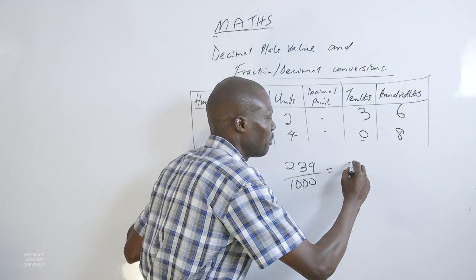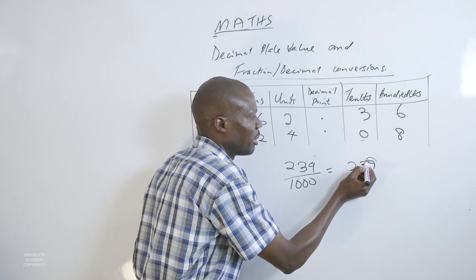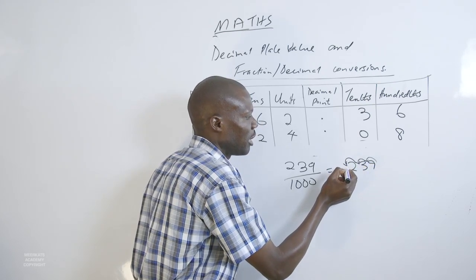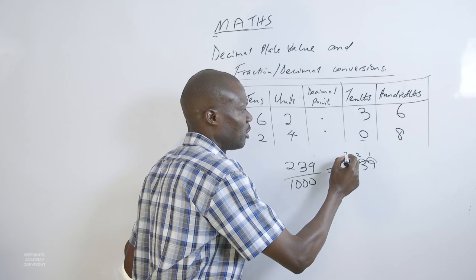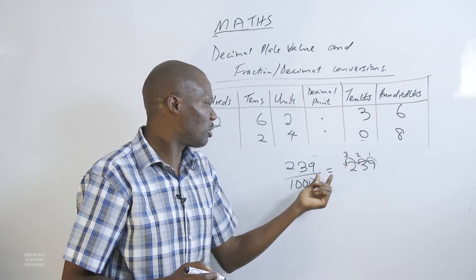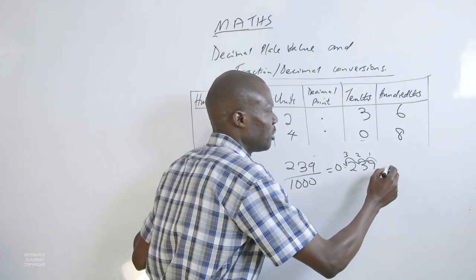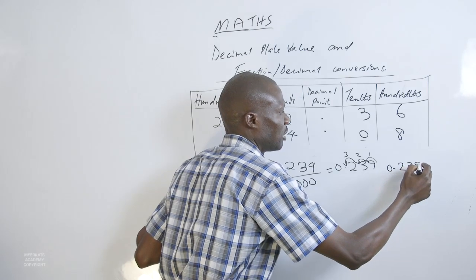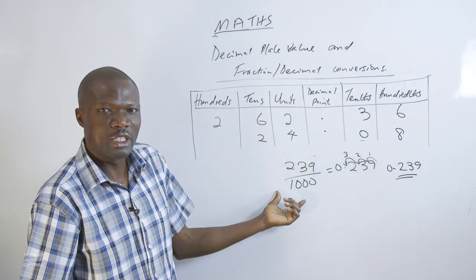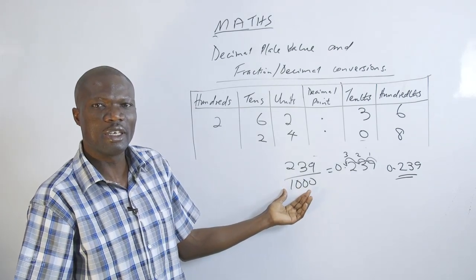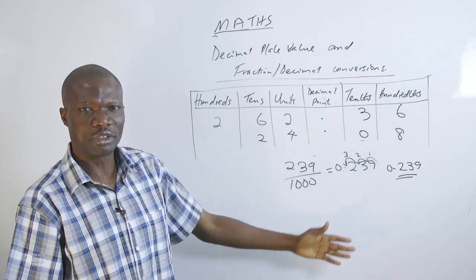then we shall count from here 1, 2, 3, and place a decimal point there. That is 1, 2, 3. This is equivalent to the 3 zeros, so when you count there, it will become 0 point 2, 3, and 9. So as long as the denominator is a multiple of 10, then we shall only count the zeros.